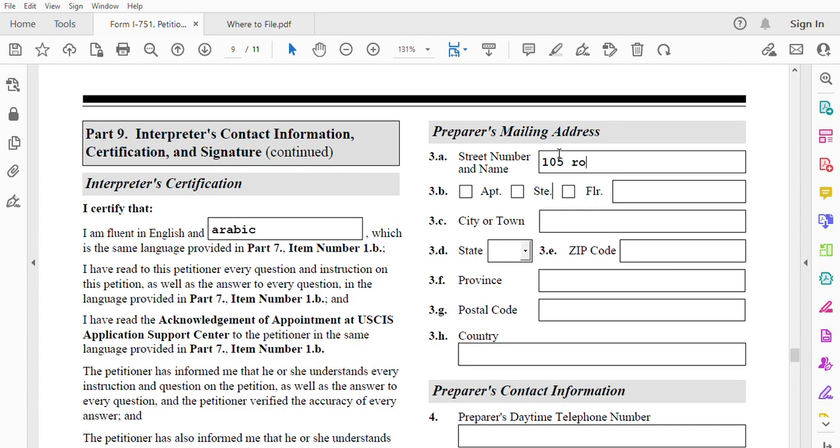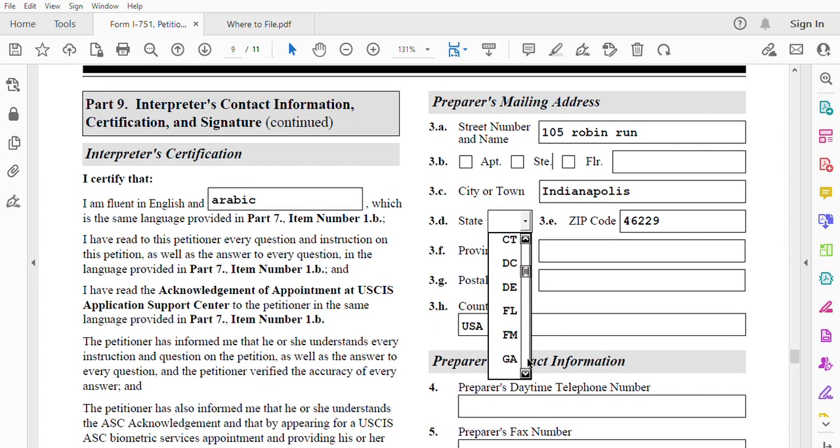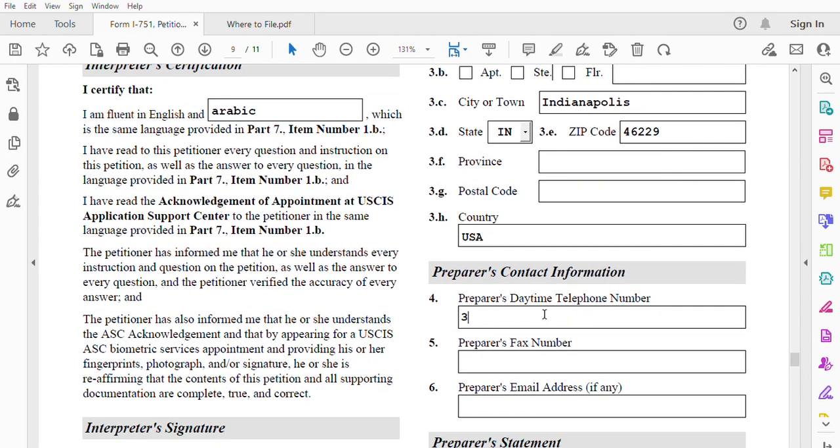105 Robin Run, Indianapolis, and the zip code 46229. State is Indiana. Preparer's phone number is 317-2222. I don't have a fax number, so the email address is R at Gmail.